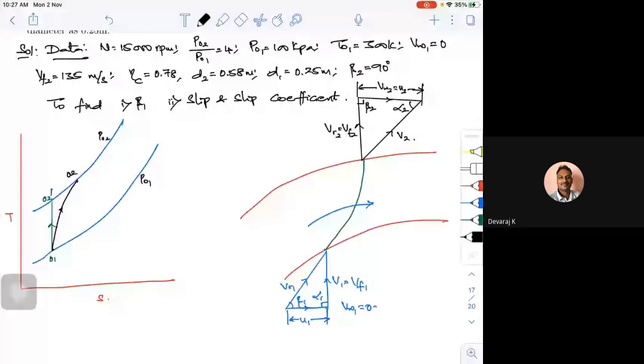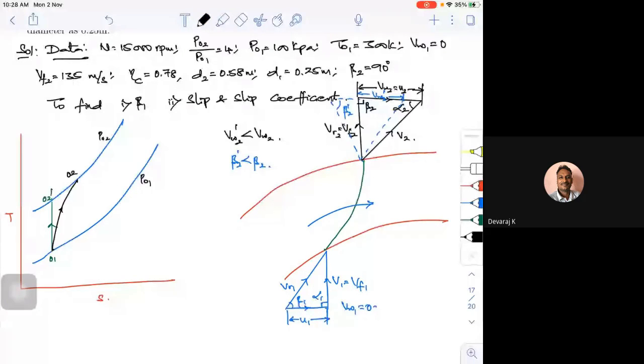Now, if there is a slip, what will happen? If there is a slip, I am going to get my VW2 dash, which will be less than your VW2. So my VW2 will become smaller. If I overdraw here, somewhere here, I am going to get my VW2 dash. Your U2 will remain the same. If I extend this, my velocity triangle will become something like this. So I am going to get a beta 2 dash, which will be less than beta 2 if there is a slip. So because of the slip, what is going to happen?